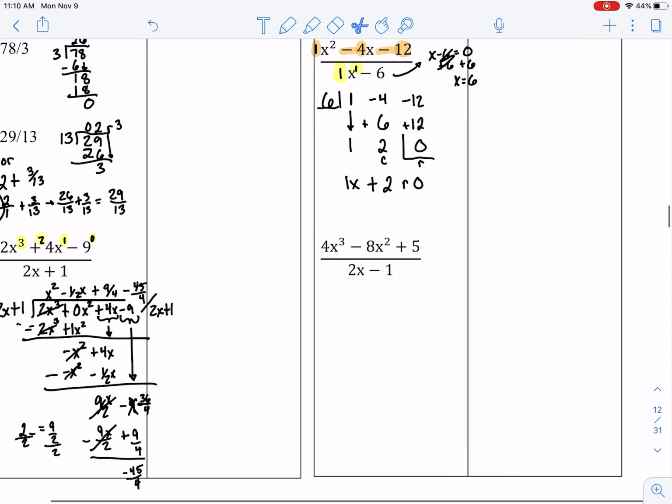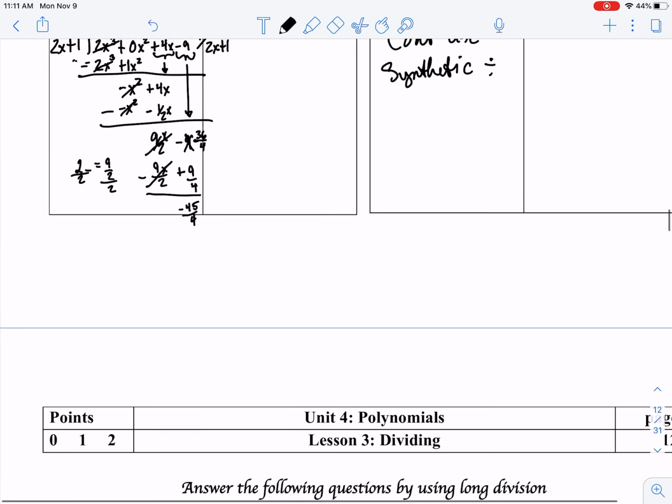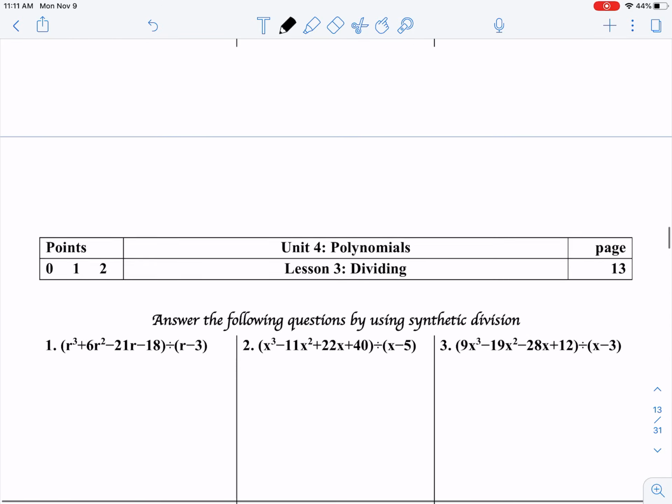So we're going to try to do the second one. Again, degree here is a 1. This isn't a linear term, or excuse me, this isn't a 1. So I can't use synthetic division here. Okay. Again, like I said, just doing a couple of examples.